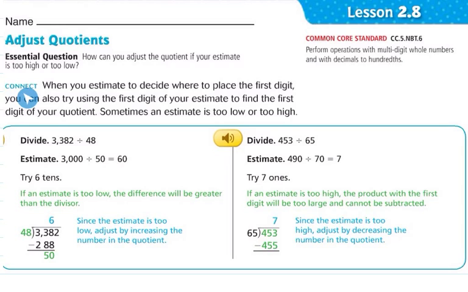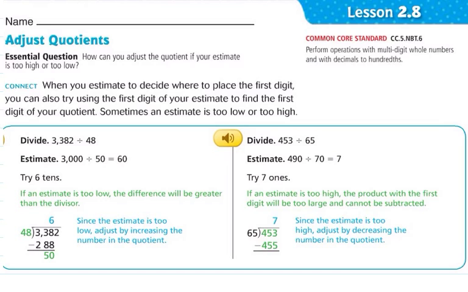So we're going to connect here, boys and girls. When you estimate to decide where to place the first digit in the quotient, like we practiced at the beginning of this chapter, you can also try using the first digit of your estimate to find the first digit of your quotient. So sometimes you'll find that your estimate is either too low or too high. So we have both of these cases here.